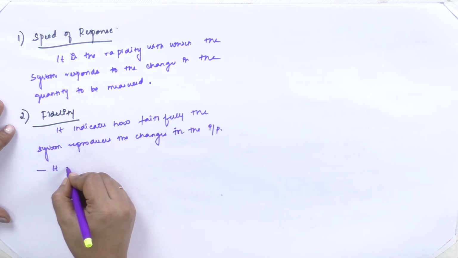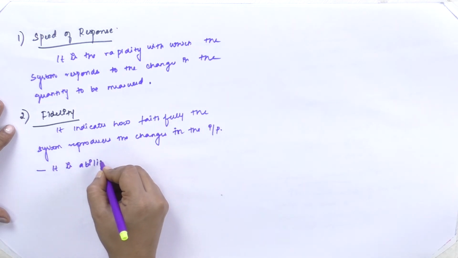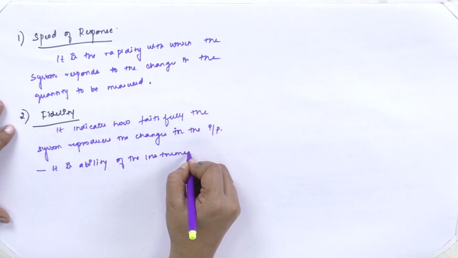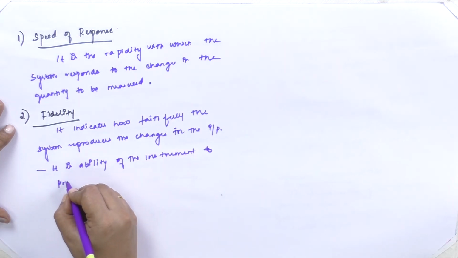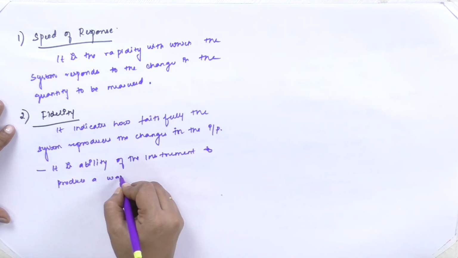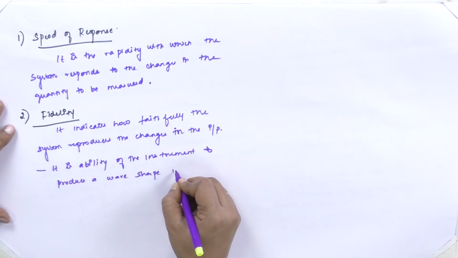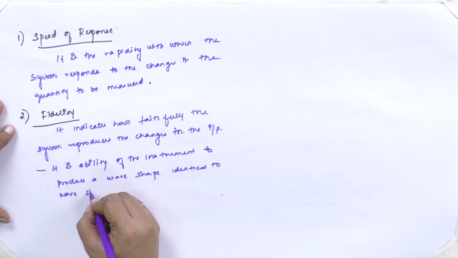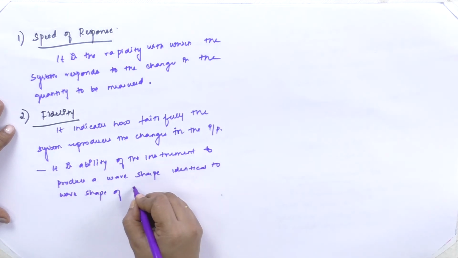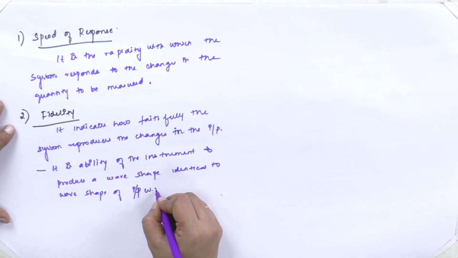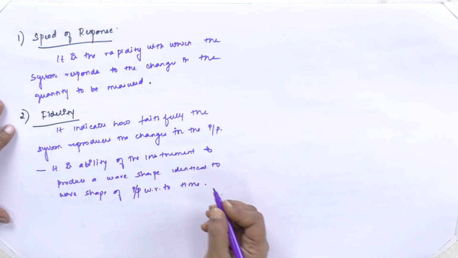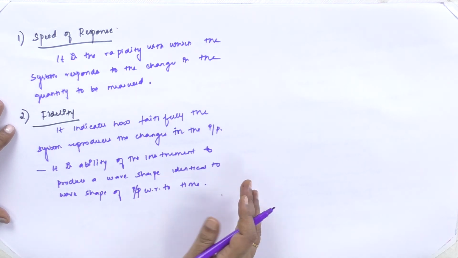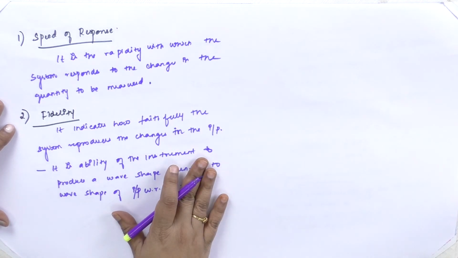We can also say that it is the ability of the instrument to produce a wave shape identical to the wave shape of the input with respect to time. So, the ability of the instrument to produce a wave shape identical to the wave shape of the input with respect to time is called the fidelity of the instrument.